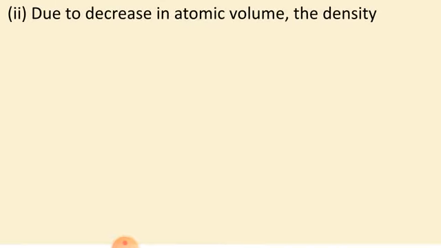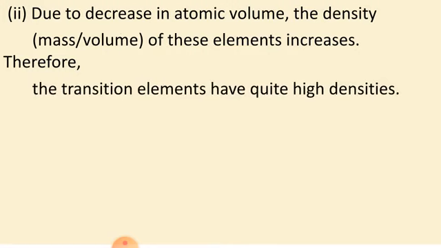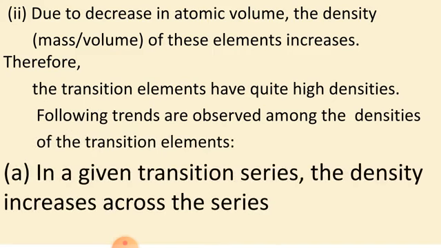Second point, due to the decrease in atomic volume, the density, that is mass by volume, of these elements increases. Therefore the transition elements have quite high density, and this increases from left to right in the 3d series. Now the following trends are observed among the densities of transition elements. First, in a given series, the density increases across the series.